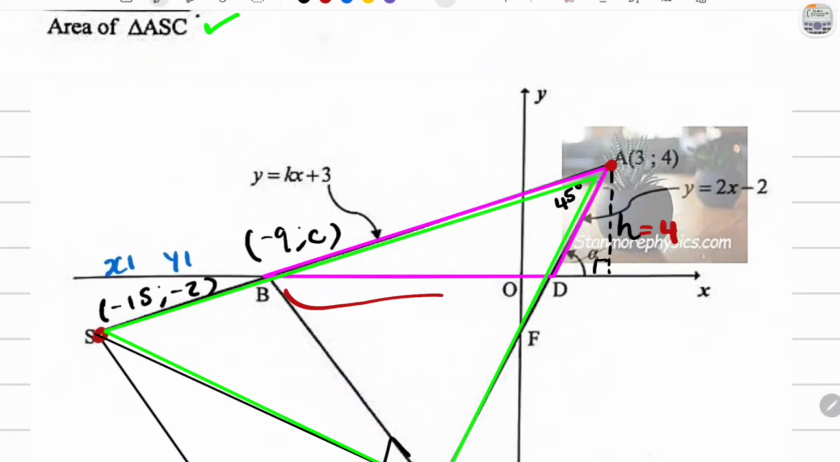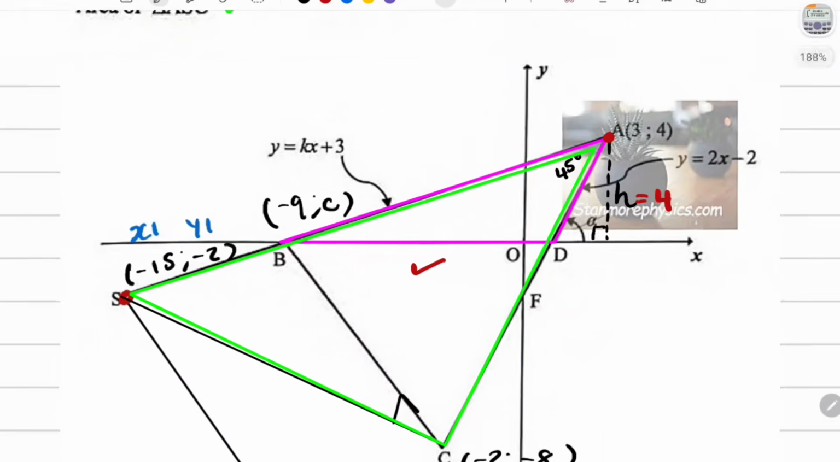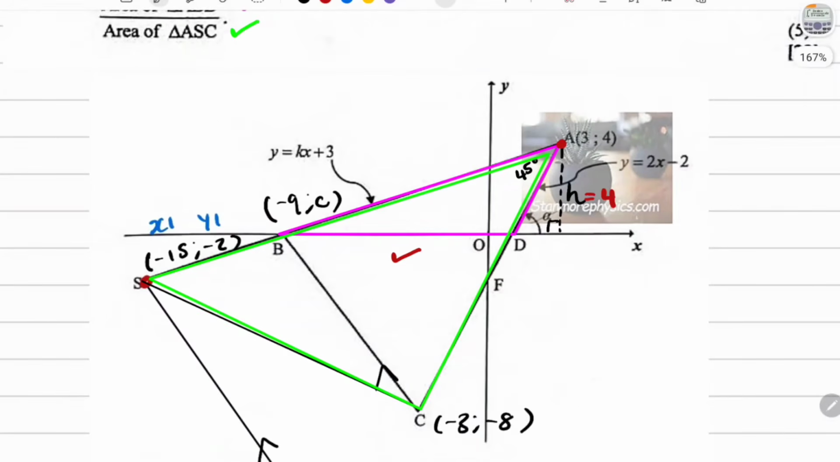And to find the entire base, you just need the coordinates of D. D is the x-intercept of this line, so we can find that. We're just going to find that base. Okay, let's look at the green triangle now.